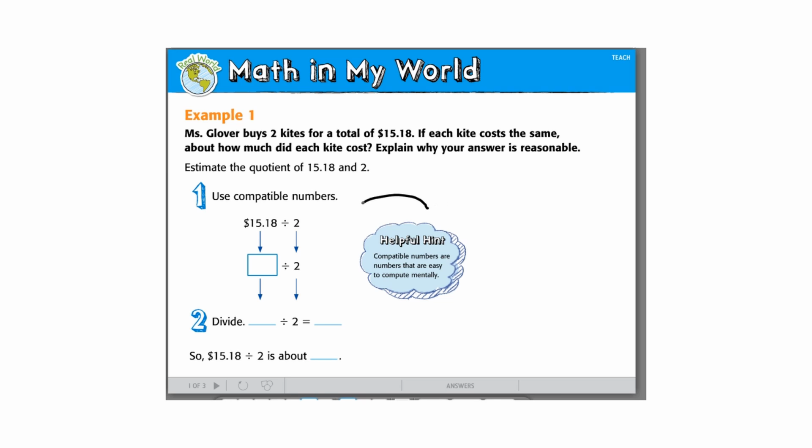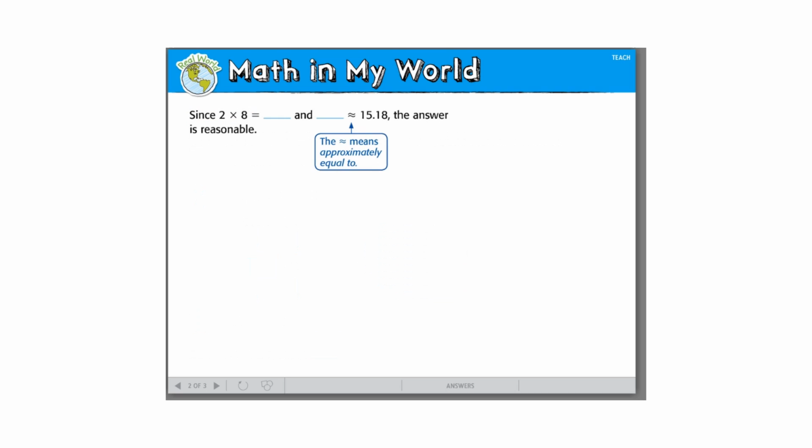So this little helpful hint is something good to remember. Compatible numbers are numbers that can easily be computed mentally. So you may have a hard time if you don't remember your basic facts very well. If your basic facts are hard for you, you need to make sure you're studying them, because then those fact families won't stand out quite as much as they should. So study, study, study. All right, so since 2 times 8 is 16, and 16 is close to $15.18, your answer is reasonable. That's how you check if your answer is reasonable.